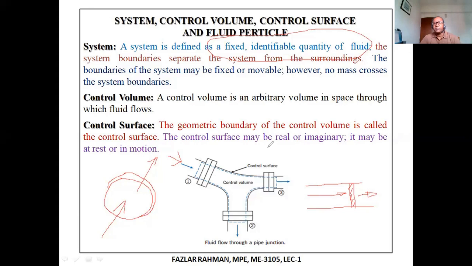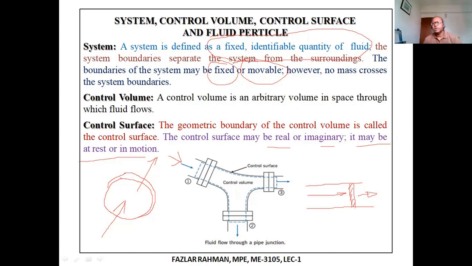Control surface may be real or may be imaginary, and it may be at rest or in motion. Your system boundary might be fixed or might be movable. Can anyone give an example of a system boundary that is movable, where your boundary is changing? For example, I gave the example of methane gas, that is a fixed system. The system boundary is not changing.